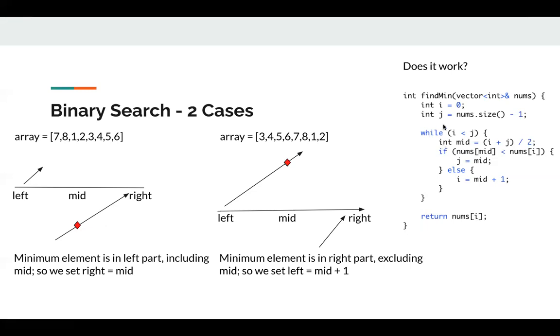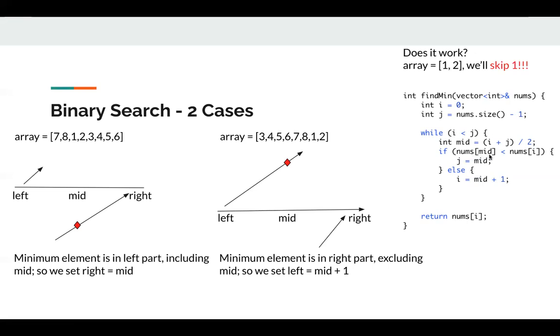Okay, does it work? For example, the array is 1, 2. Let's check if it's working or not. In this case, i is 0, j is 1. So mid is also 0. In this case, mid is 0, i is 0, so it's the same. So we just go to the else branch. i becomes 1. So finally, we just return nums 1, which is 2 in this case. But 1 should be our answer, right? So we will skip 1 in this case.